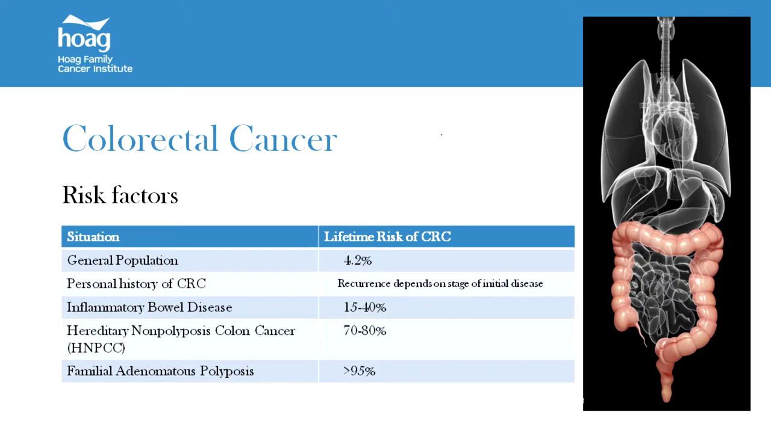And then you get into HNPCC, which is your hereditary non-polyposis colon cancer, which has, depending upon what paper you read, either 70 or up to 80% lifetime risk. And then at the top of this is FAP, which is familial adenomatous polyposis, which has even near 100% lifetime risk if they don't undergo colectomy.